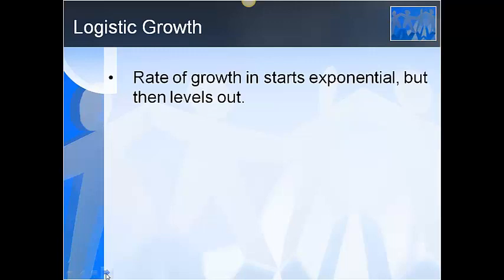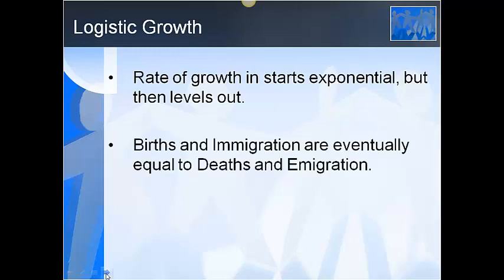The second type of growth pattern we see in populations, which is more common, is called logistic growth. So please write this as your next heading. In this type of growth, the rate of growth starts out as being exponential, but eventually levels out. It levels out because the births and immigration, so our pluses, equal the deaths and emigration.